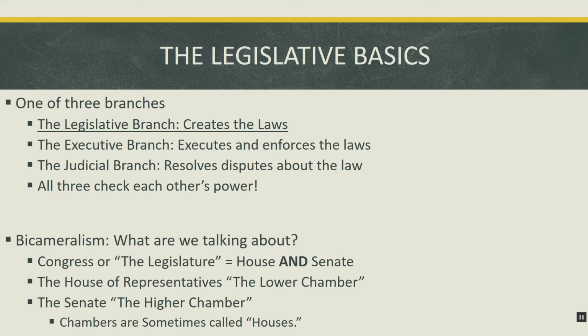Those 2 houses, again, are the House of Representatives, which is sometimes called the lower chamber, and the Senate, which is sometimes called the higher chamber. I want to make sure that you understand that the United States legislative branch, or Congress, is made up of both the House and the Senate taken together. And I want to clarify this because sometimes people will tell you that the legislative branch is made up of Congress and the Senate, but that's not true. The Senate is a part of Congress.